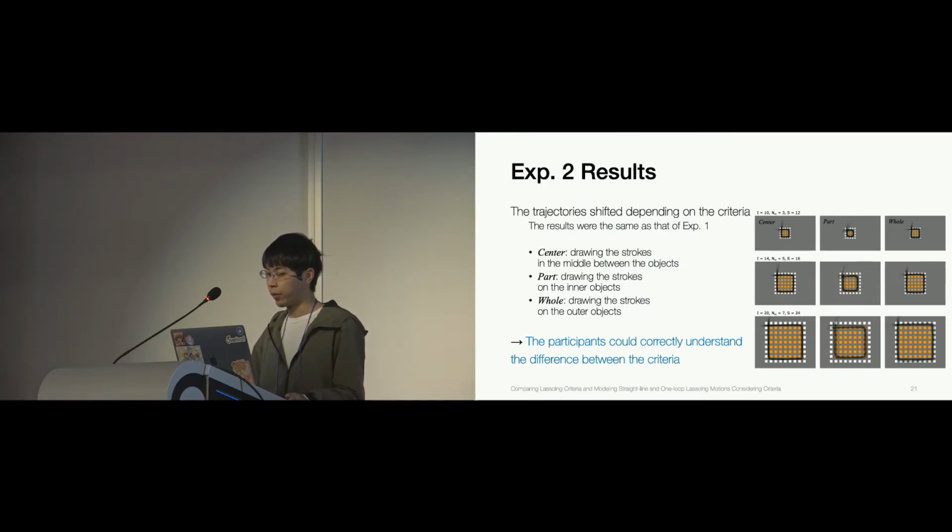Also in experiment 2, the participant trajectory shifted depending on the criteria. For example, when using the center criterion, the participant drew the stroke in the middle between the objects. So, also in experiment 2, the participant could correctly understand the difference between the criteria.